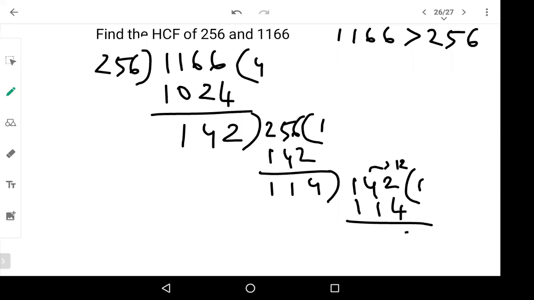12 minus 4 is 8. And then we have 3. 3 minus 1 is 2. 1, 1 will go away.